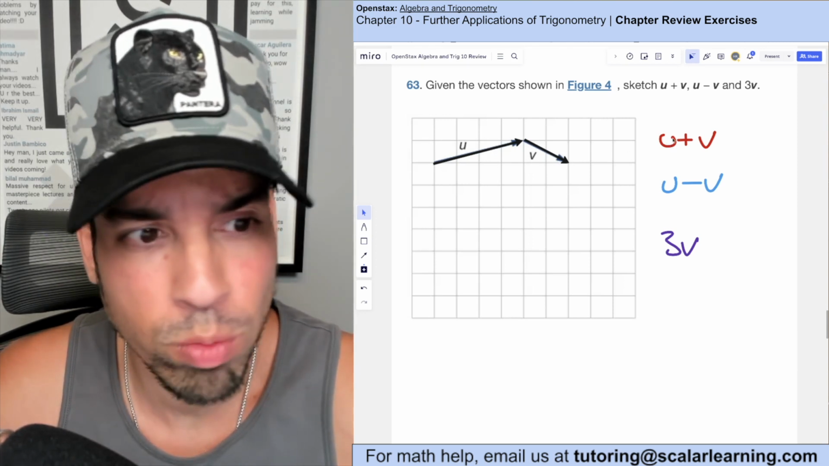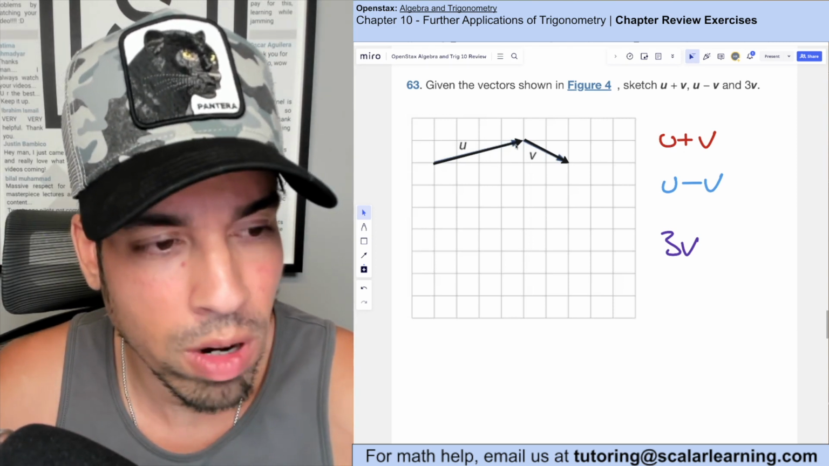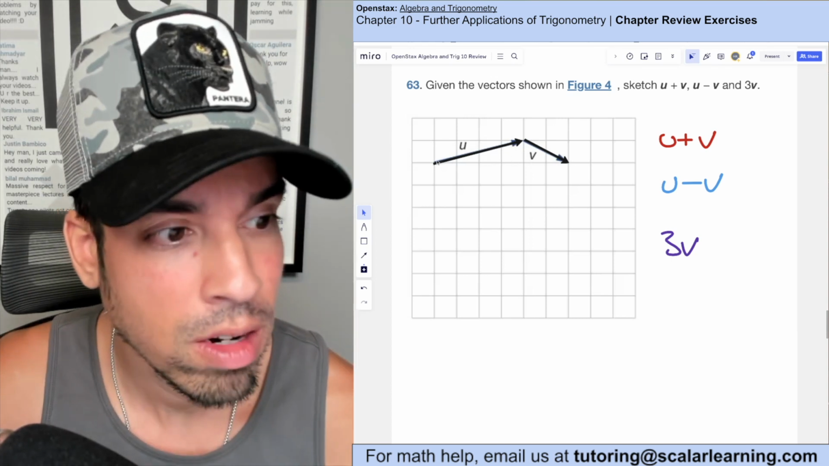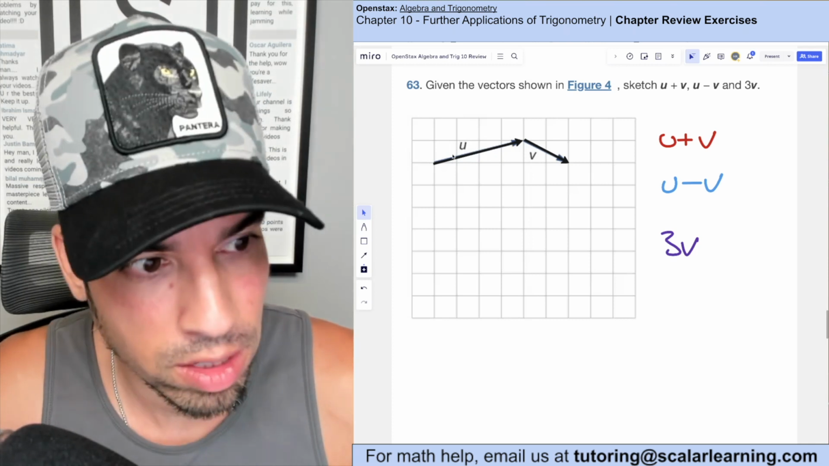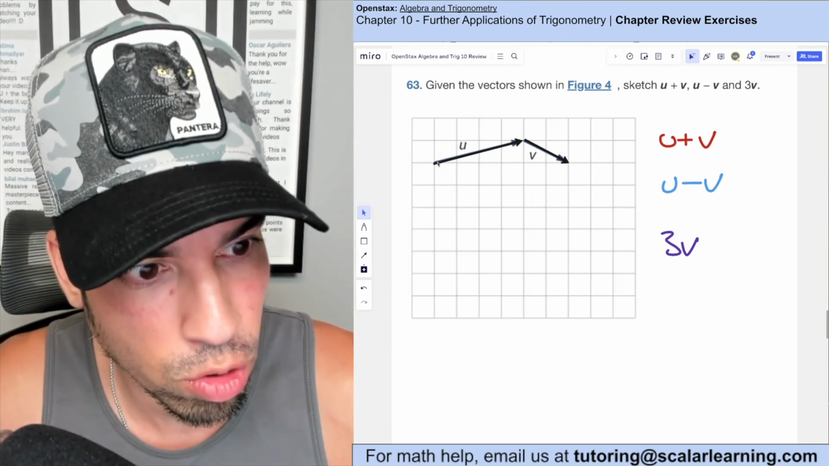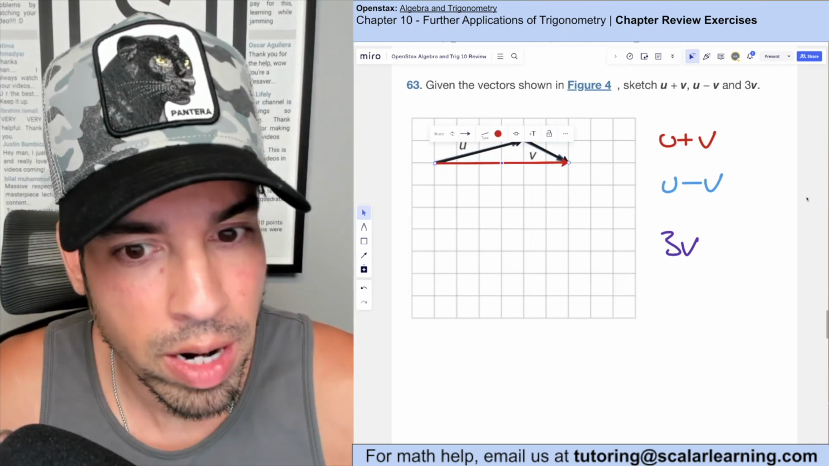So for these ones, we're going to do it color-coded, okay? So first we're going to do u plus v in red. And these two are actually already added together. We always say add from head to tail, right? So u plus v is already shown here. We just need to connect the starting point and the ending point. So in red, there's u plus v.